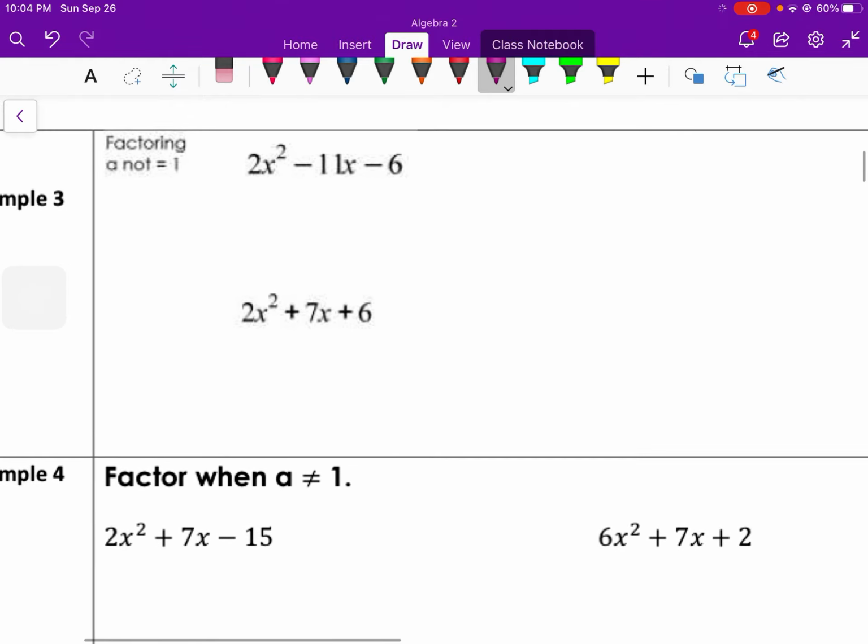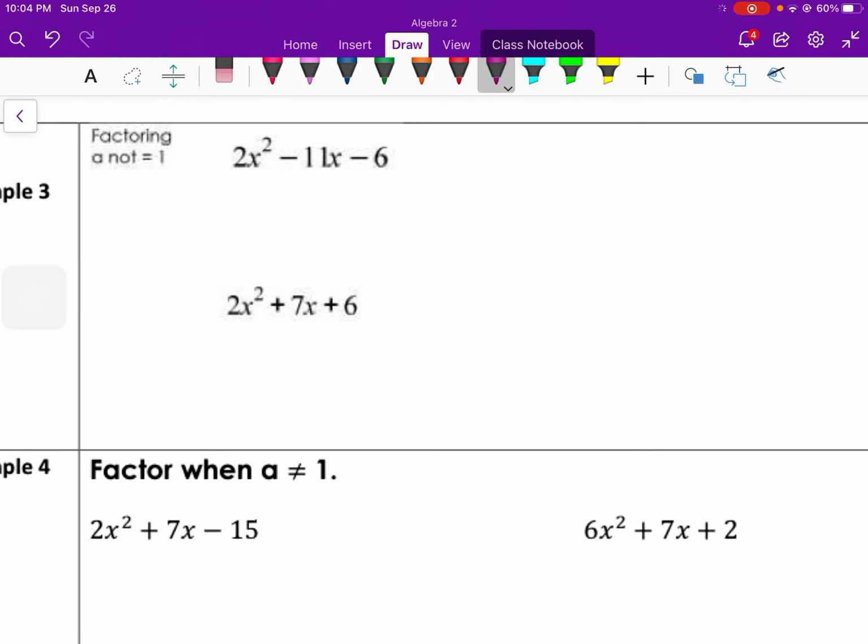All right, to factor when a is not equal to 1, you can do guess and check, but I like to use the box method. I'm going to show you both. So I'm going to do guess and check first. All right, guess and check. So you need a 2x squared, so the only way to get that is going to be 2x times x.